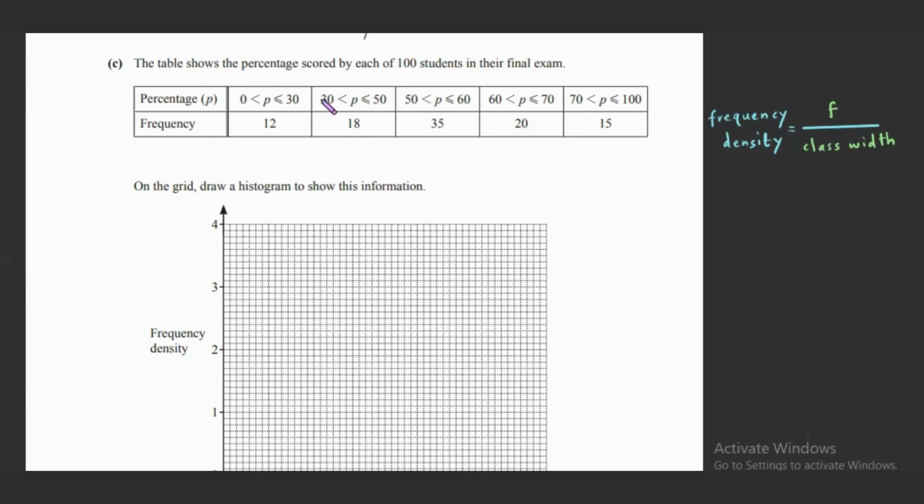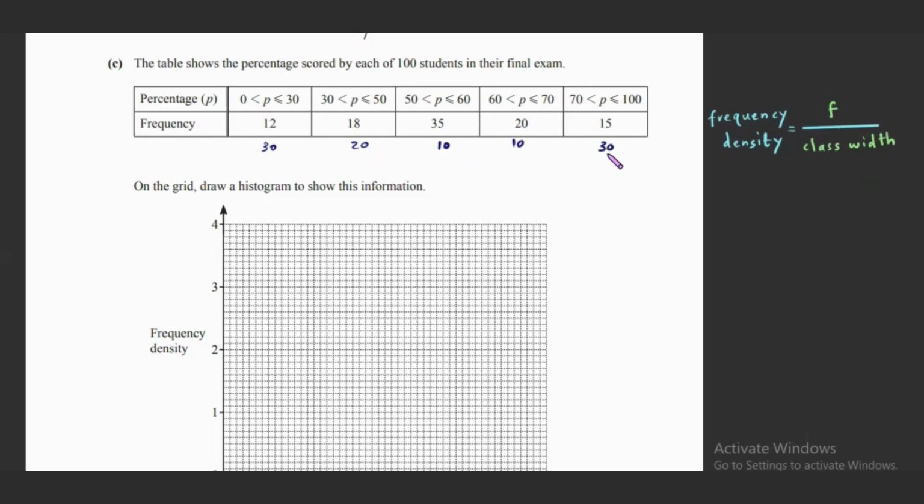The class width is the difference between the two numbers that we have here, which is 0 to 30. So here the class width is 30. 30 to 50, the class width is 20. 50 to 60, it's 10. 60 to 70, it's going to be 10 again. And 70 to 100 is 30. So let me just put those values below. So it's going to be 30, 20, 10, 10, and 30.